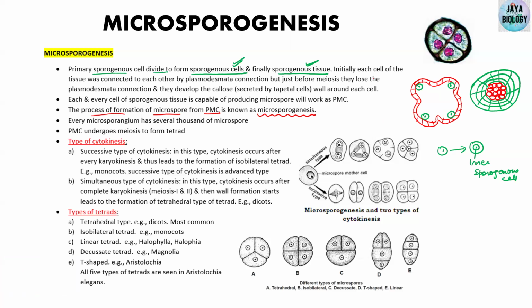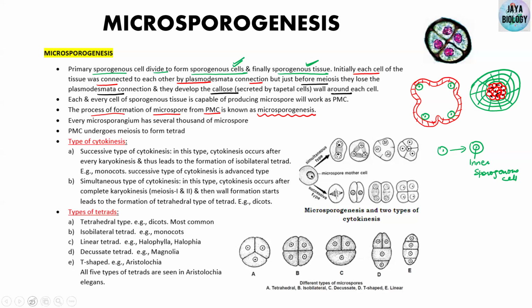Clear? Now, initially, each cell of the tissue is connected to each other by plasmodesmata connections. So initially, between two cells, a plasmodesmata connection is present. I'm just drawing it this way, I hope you can understand. Just before meiosis, what will they do? They will lose the plasmodesmata connection and they will develop a callus covering around each cell.